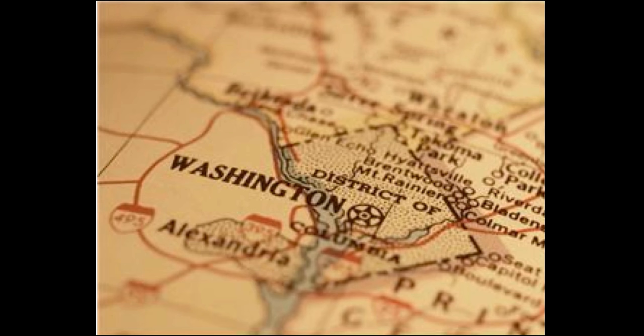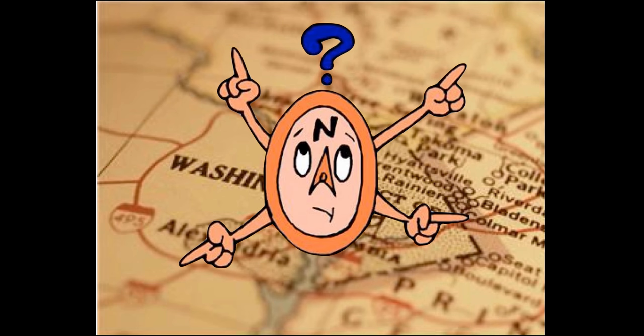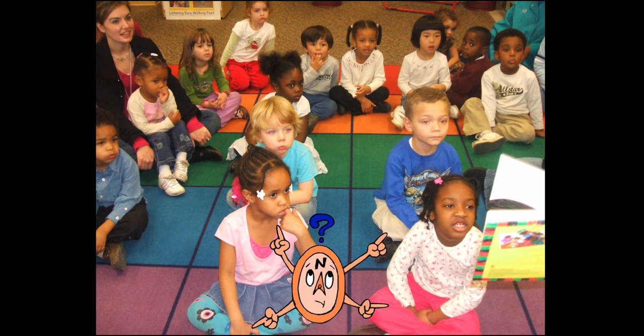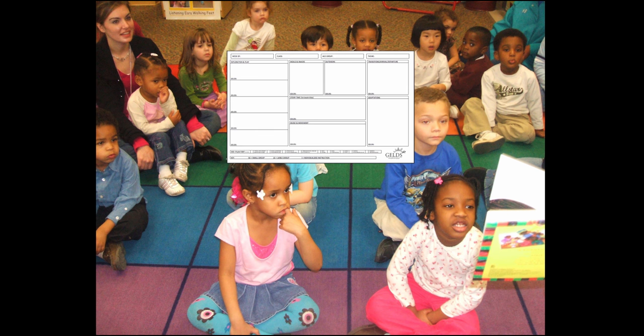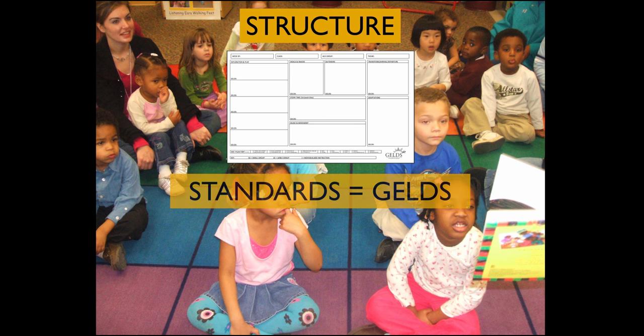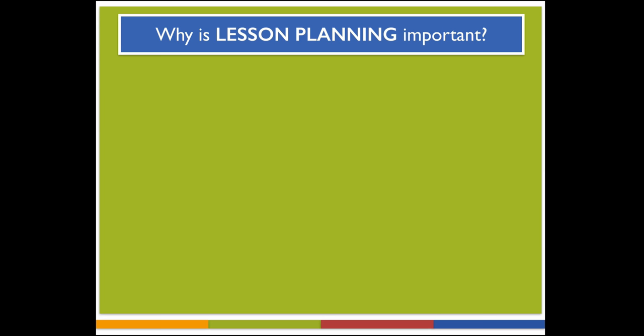Imagine going on a trip without having any idea where you were going or how you would get there, and you don't have a map to help you find your way. That's similar to going into a classroom without a lesson plan. A lesson plan gives you structure to standards you are trying to teach and the learning activities you implement each day. It's the difference between having a map for planning a trip and just trying to figure out where you're going using the road signs.